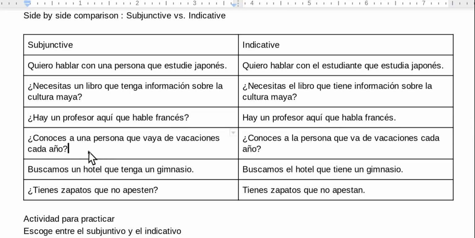Next sentence down. ¿Conoces a una persona que vaya de vacaciones cada año? Do you know a person that goes on vacation every year? So does this person exist? I don't know. So that's why it's in the subjunctive.